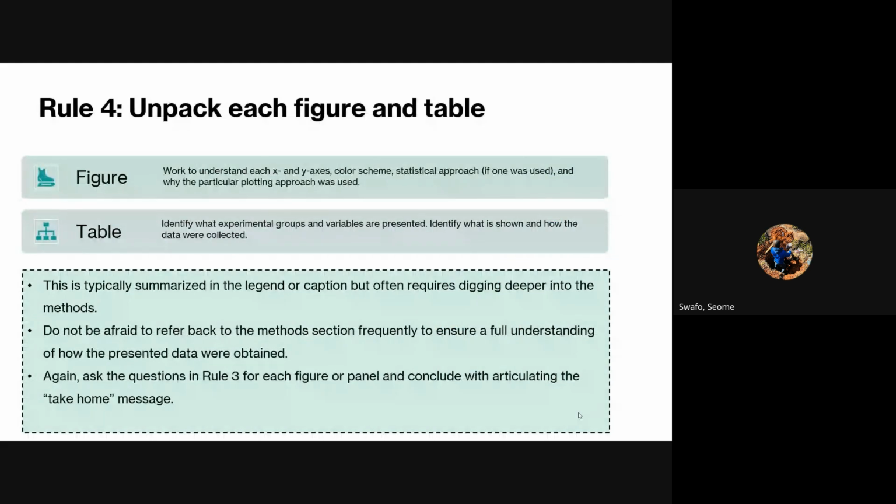Let's now unpack each figure and table that may be represented in a research article. Remember that a figure and a table are not actually the same, but they represent the data that people have collected in their research endeavors. As you try to unpack the figure, which is what people normally don't do, people just look at the figure and that's it.